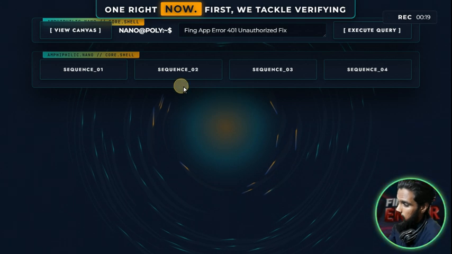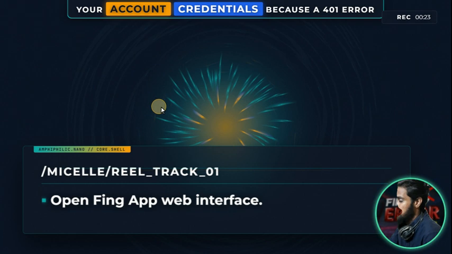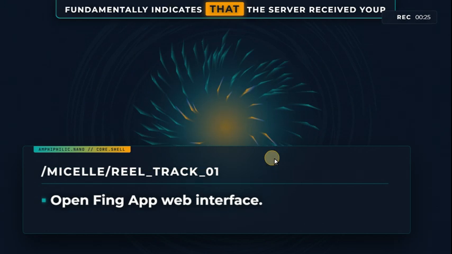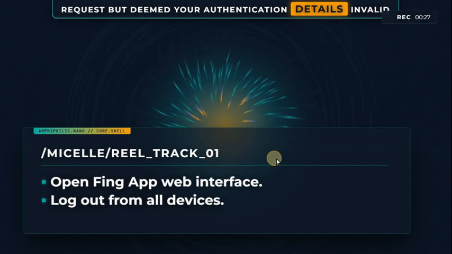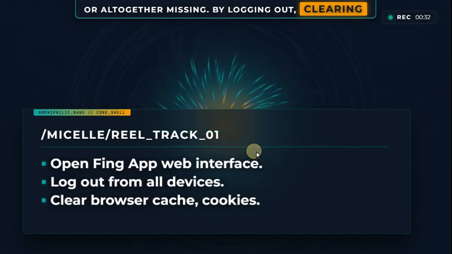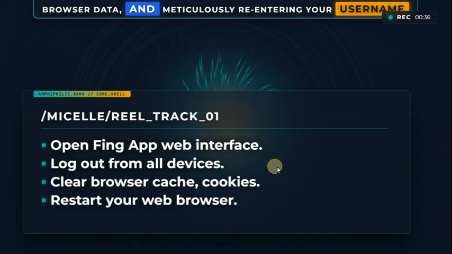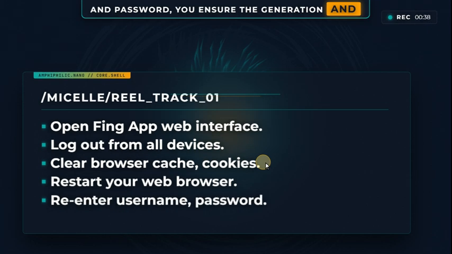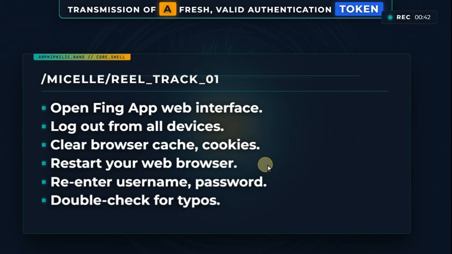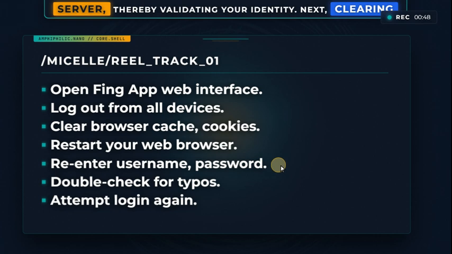First, we tackle verifying your account credentials, because a 401 error fundamentally indicates that the server received your request but deemed your authentication details invalid or altogether missing. By logging out, clearing browser data, and meticulously re-entering your username and password, you ensure the generation and transmission of a fresh valid authentication token or session ID directly to the Fing server, thereby validating your identity.